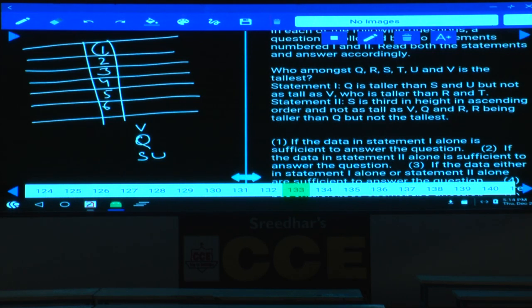Now the question is about the tallest. We need to find out the person who is coming at the first place. And V and U are taller than R, N, T. Now this V is taller than whom? V is taller than both R, N, T.